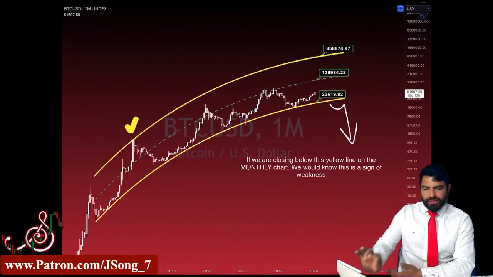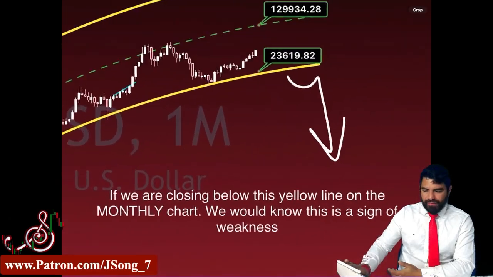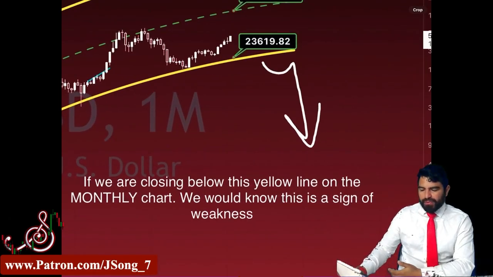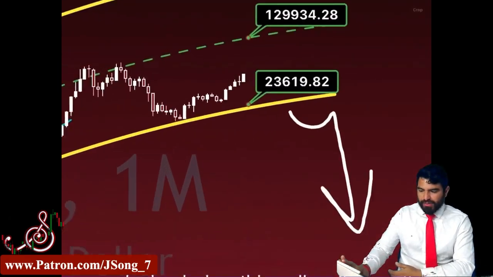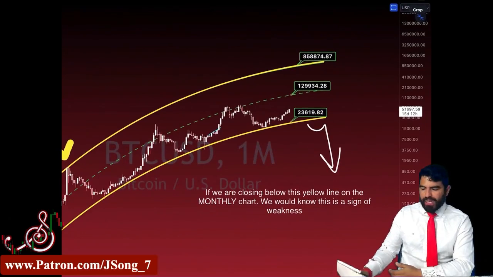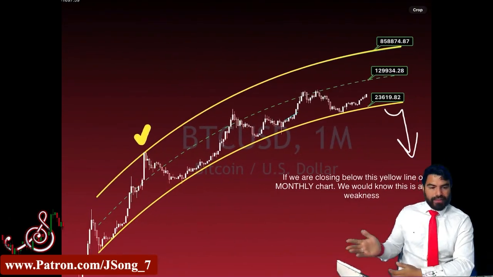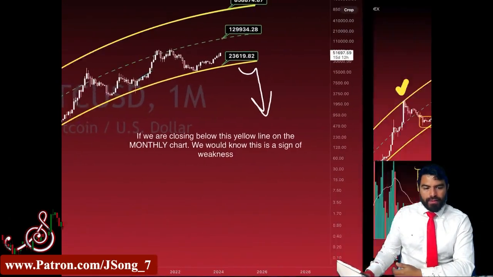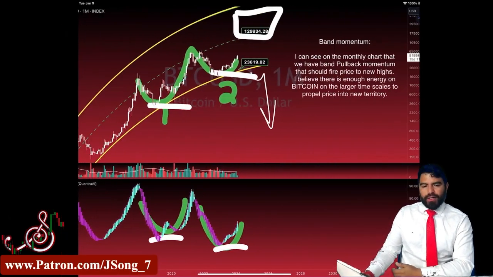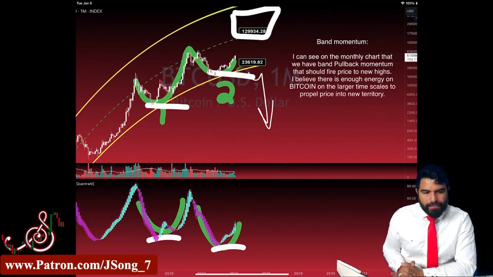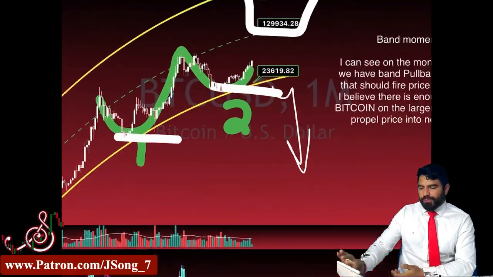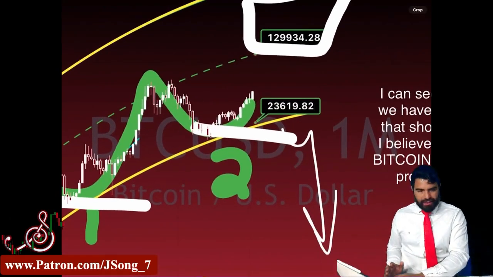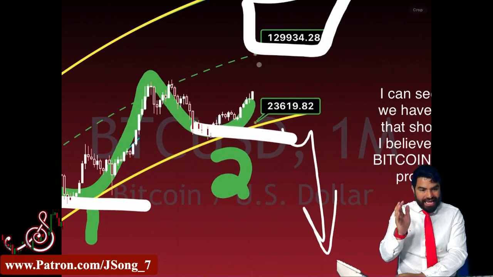Okay, so these are the maximums. Again, if we close below this yellow line on the monthly chart, we would know this is a sign of weakness. But it has to be the monthly chart, not the weekly, not the daily. It needs to be on the monthly chart. Just keep that in mind, and that's how I drew mine. If we look at RSI band momentum, I can see that there should be enough momentum in this crypto to get us high.